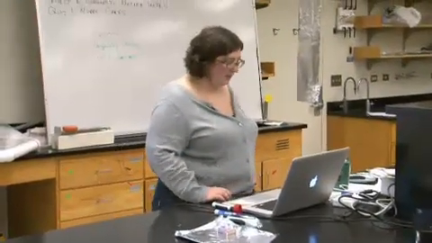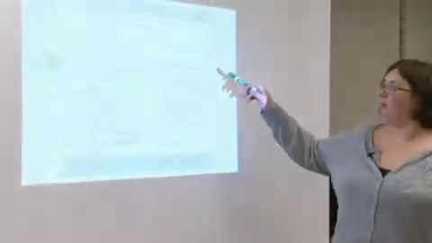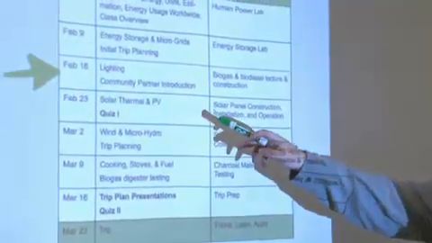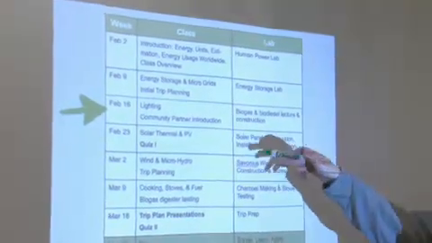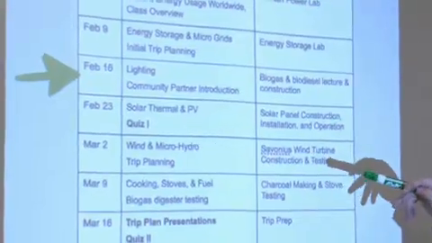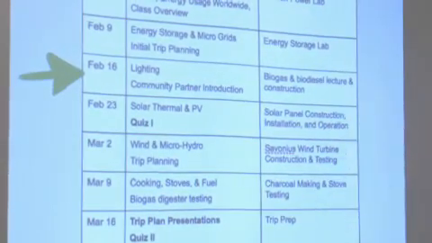And then just to check in on where we are, today we did lighting and community partner introduction. The lab will be Friday. Next week will be solar, thermal, and PV, and the quiz in the flip order is what we just decided. And then, yeah, this is where we're at.